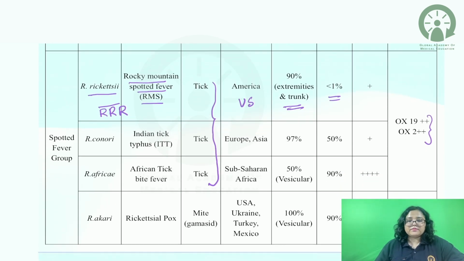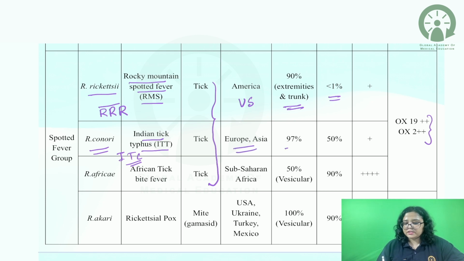Now in the spotted fever group, we have the second variety, Rickettsia conorii. The disease produced is Indian tick typhus. So I will put the mnemonic I, T and C. ITC, which is a popular chain. So ITC, Rickettsia conorii, is found in India. It is there in Asia.